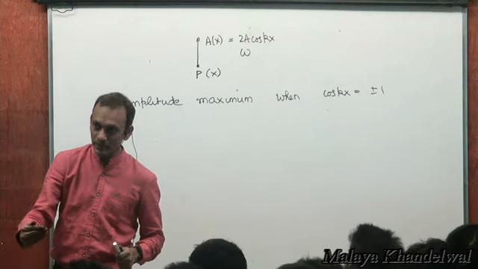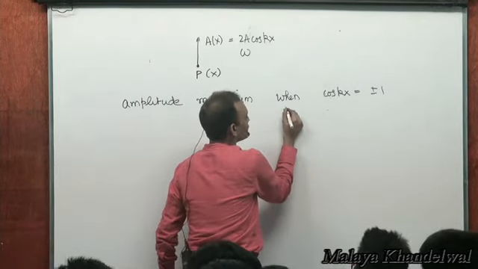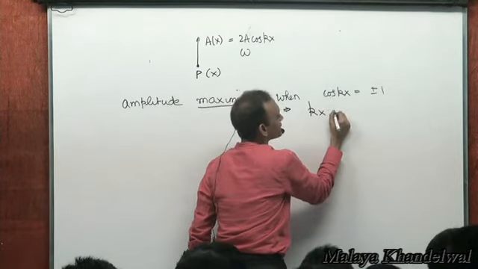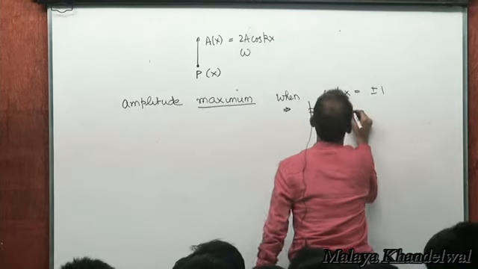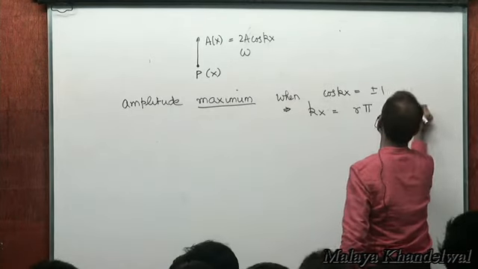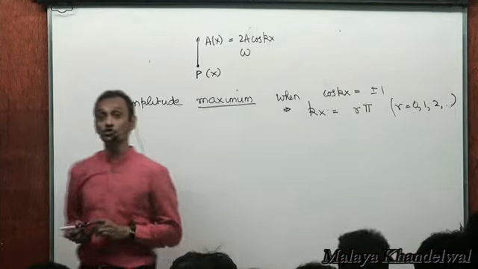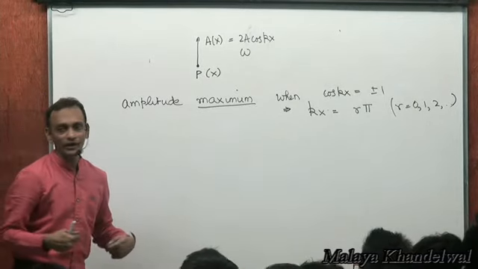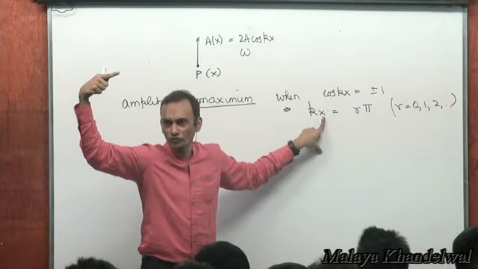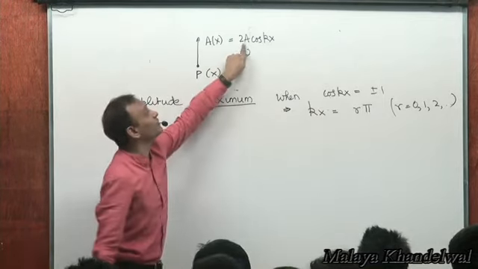Even integer times pi will give me plus 1. Odd integer times pi would give me minus 1. Right? So maximum amplitude would happen at those values of x for which kx is an even multiple of pi or an odd multiple of pi. That means r times pi, where r is an integer. R can be 0, 1, 2. For r equal to 0, we get a point of maximum amplitude. For r equal to 1, we get a value of x where the amplitude is maximum, and so on and so forth. If you give different integer values of r, you get different values of x where the amplitude would be a maximum and equal to 2a.